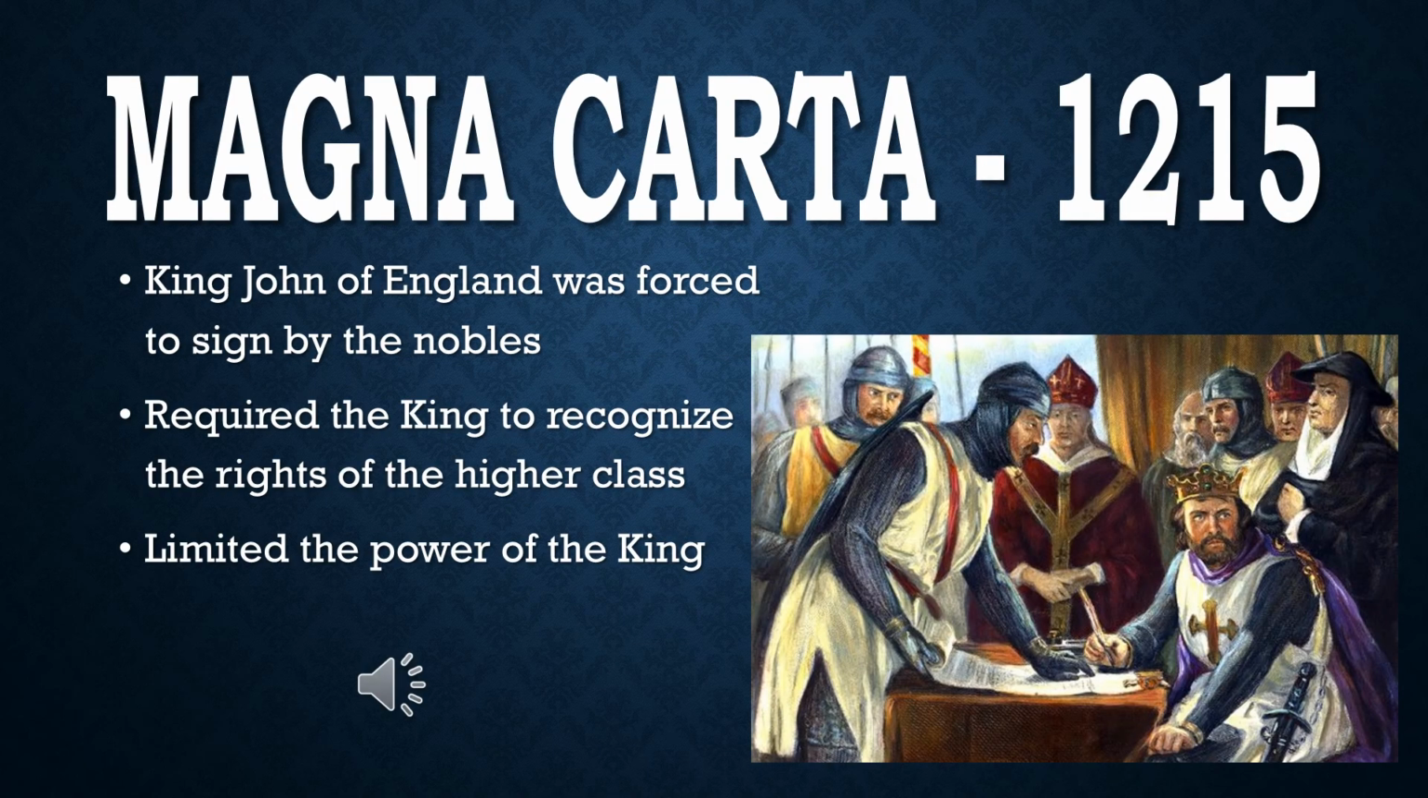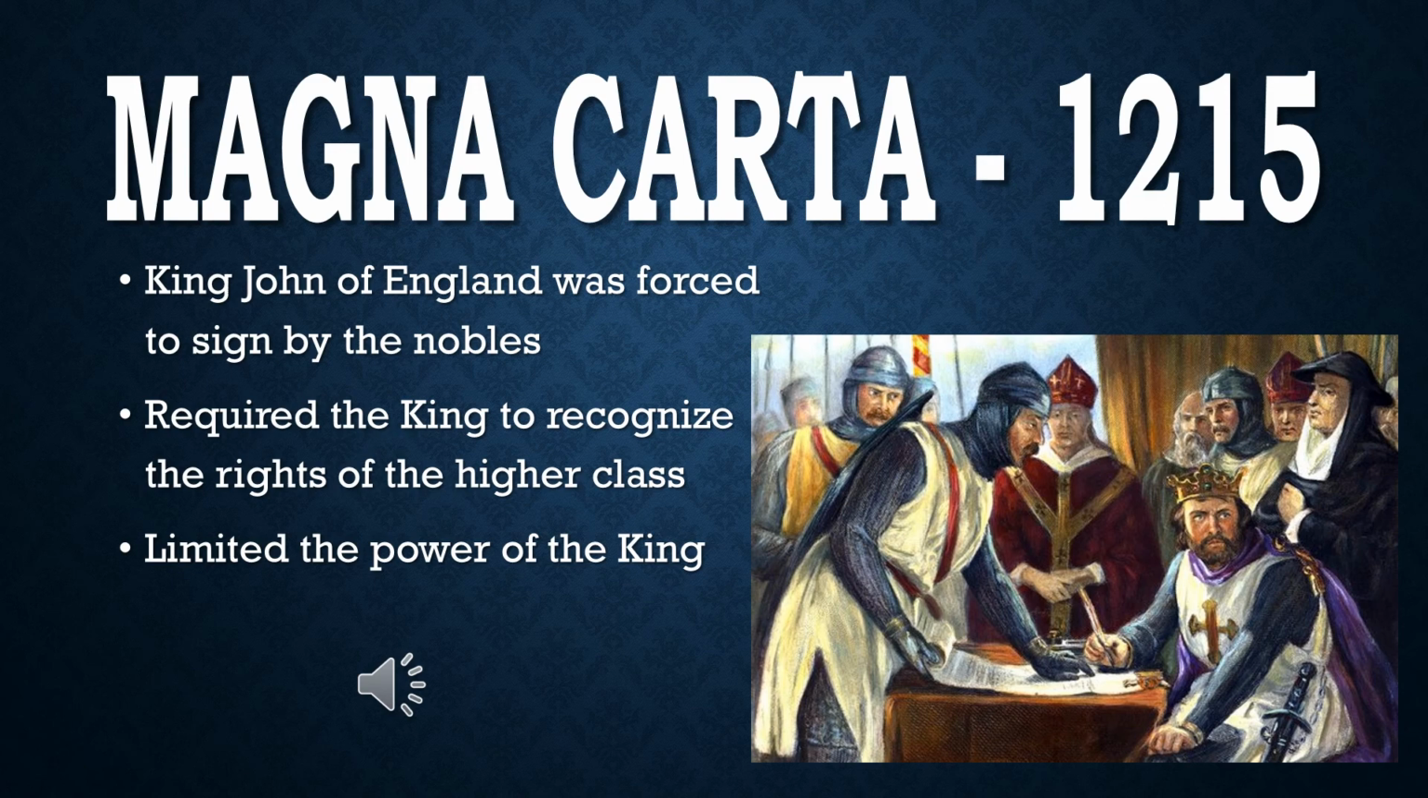Okay, so we're starting with the Magna Carta in 1215. King John of England is forced to sign this document by the nobles of England. These are the higher class. It requires him to recognize their rights and limits his power. Before this, he is ruling under the divine right of the kings. That means they can pretty much do whatever they want. They own everything. They're in control of everything. But now he has to follow rules and procedures as stated in the Magna Carta.